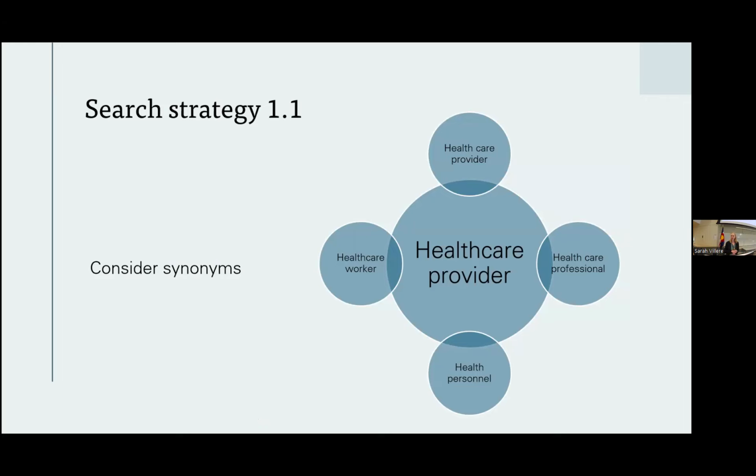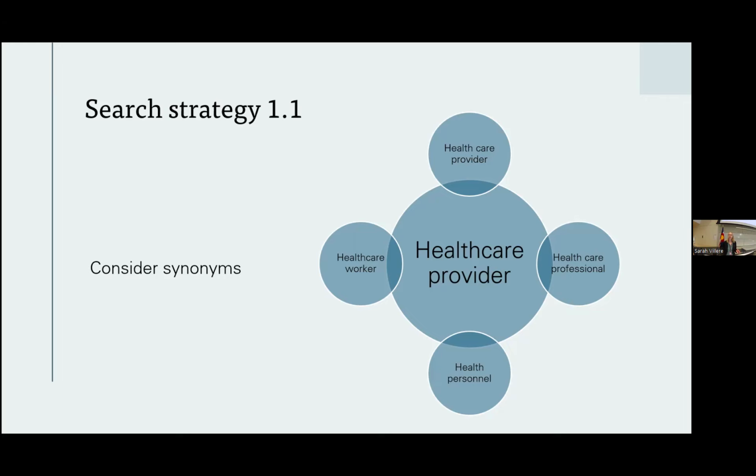Okay, so getting into our search strategies, the first thing that I want to talk about are synonyms. Synonyms are different terms that can have the same meaning, and this is especially common in healthcare. For example, the term healthcare provider in the literature can also be health care with a space between it, healthcare professional, health personnel, or healthcare worker. These may all mean the same thing, but different authors may choose to use one of these terms in their study.